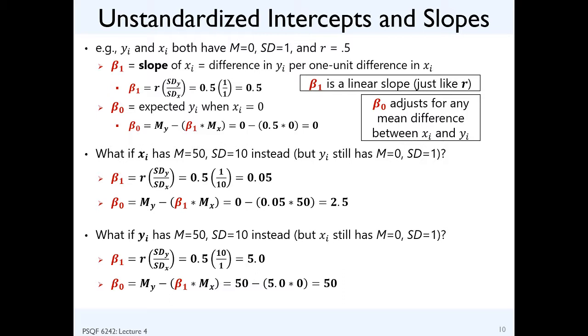So this is to say all three of these are equal in terms of the amount of association. The intercepts and slopes are scale specific. A word for that is called unstandardized, meaning they're in the metric of the original variables. The standardized slope is the Pearson correlation that you already know. That's the slope if both variables have a mean of 0 and a standard deviation of 1.